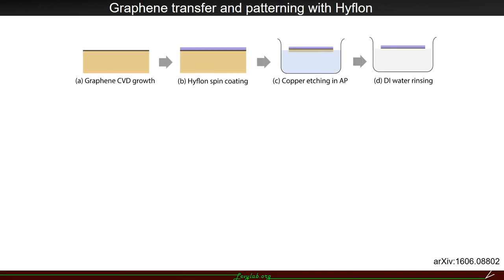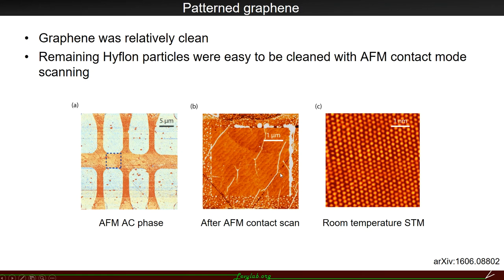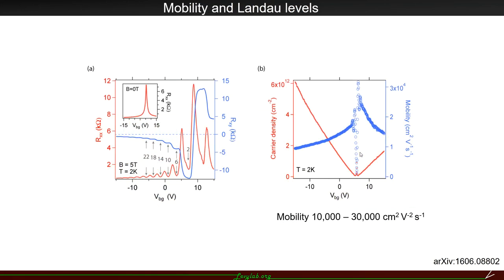So we use this polymer to transfer the graphene onto LaAlO3. We are using the wet transfer method and then do the photolithography. At the final step, we added one more step to clean the surface of the graphene. We did an AFM contact mode scan to sweep away some of the residue, and then we did room temperature STM. So we show that even at atomic scale, our graphene is still clean.